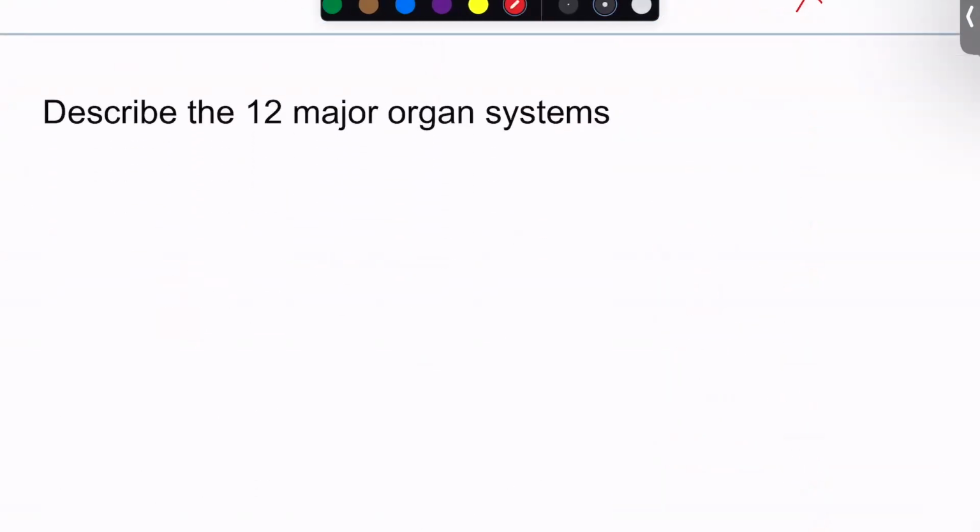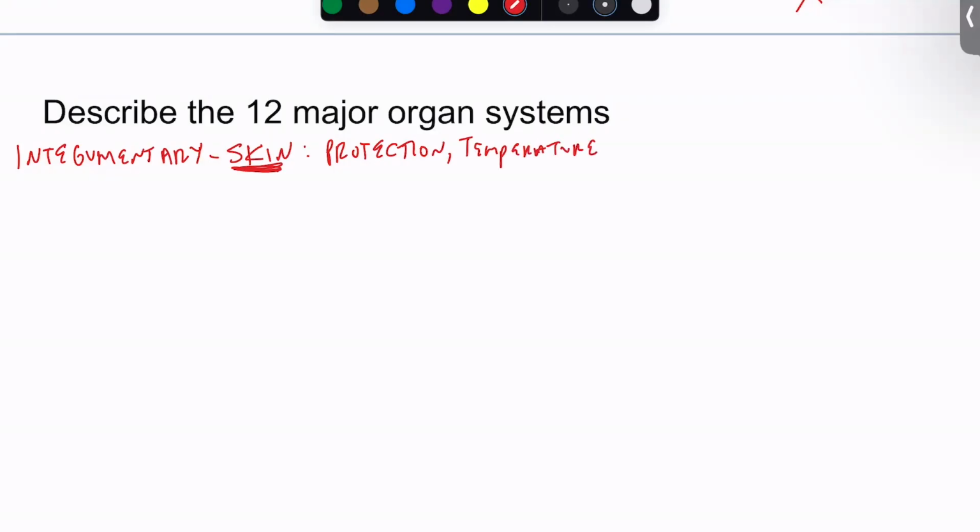Okay. Describe the 12 most common organ systems. So we have integumentary. This is your skin. So think protection from the outside environment. And then another big one that we talked about is temperature regulation. So sweating to cool us down is an example of that.